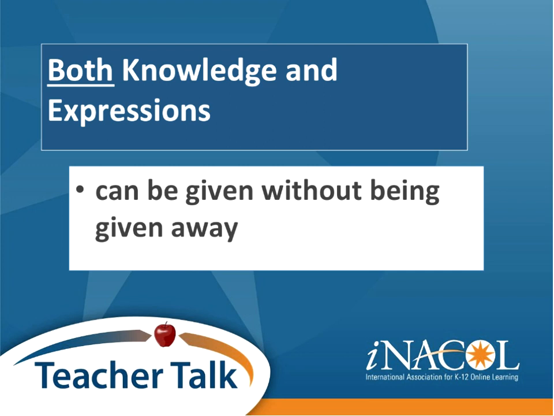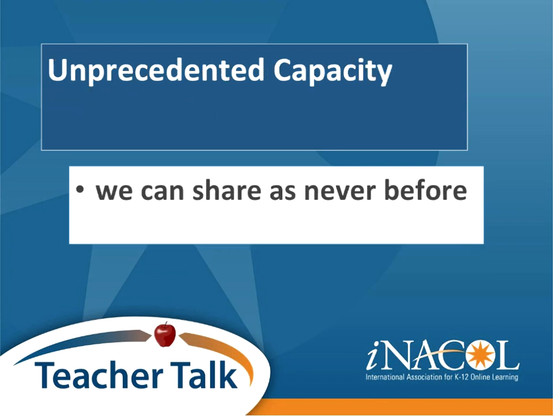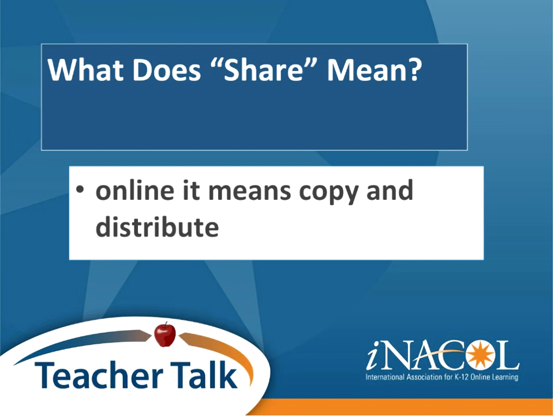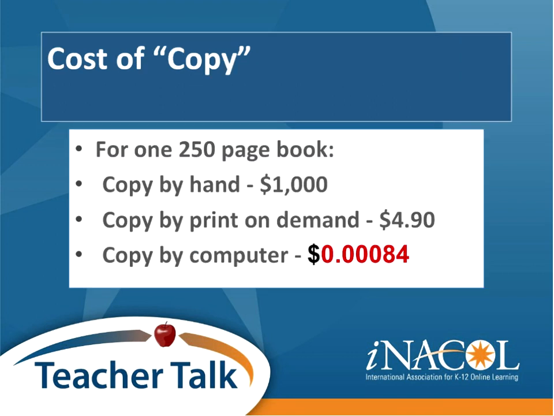We have the ability to give away both knowledge and expressions of knowledge, and to share these freely with other people. The problem, well, the opportunity is that we can educate in different ways than we've educated before. We can do things that we haven't been able to do before. So if we share something online, that would mean copying and distributing it. And this is significantly less expensive than copying a 250-page book by hand, say, or by print on demand. If we copy by computer, we can reduce the cost to almost nothing.